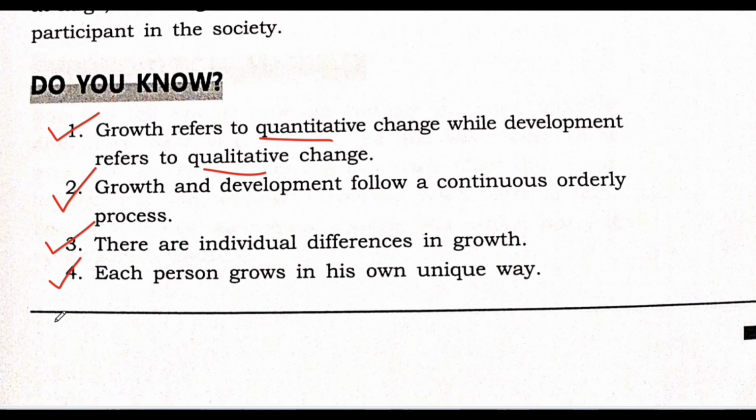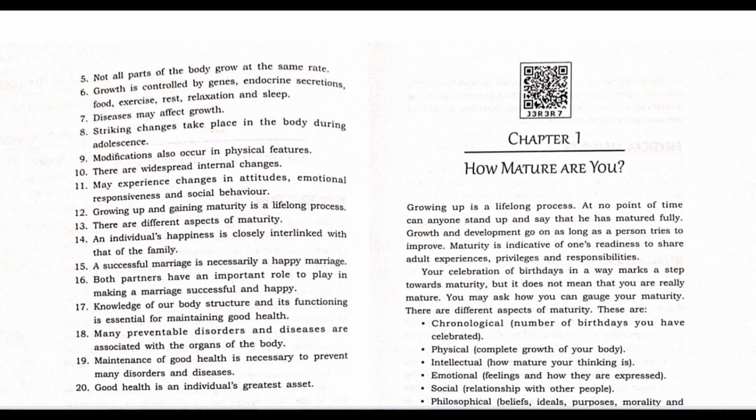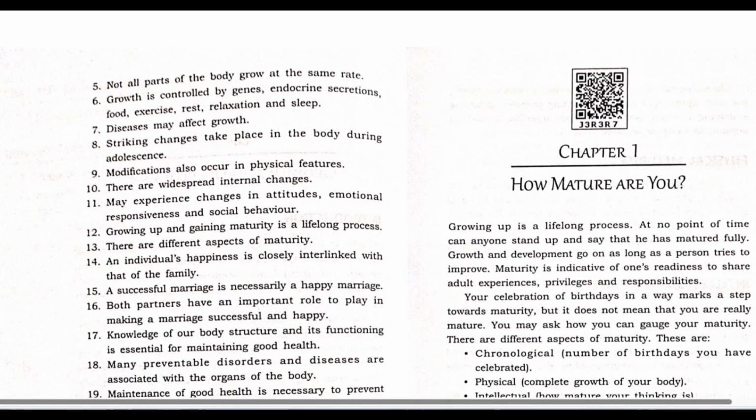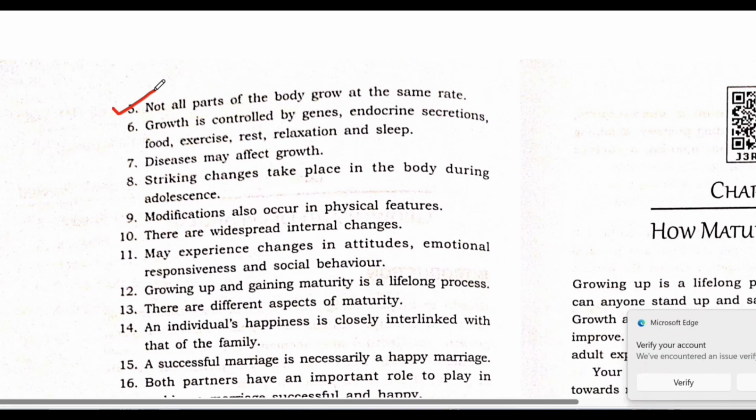Now let's see the next one. Point number, all right, this one I think I should zoom it, right? Yes. All right, point number 5 says, not all parts of the body grow at the same rate. Yes, this is also true. My ear might grow faster than my hands. My legs might grow faster than my cheeks. So anything can happen, any part of your body can grow at any pace of time, right?